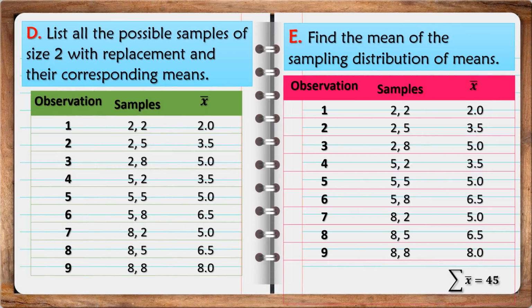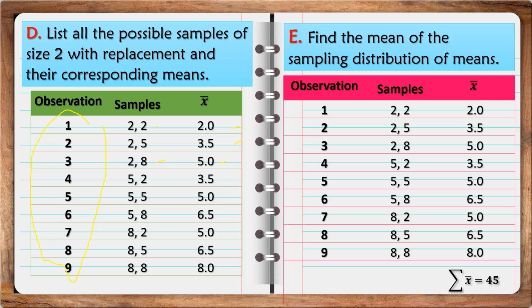List all the possible samples of size 2 with replacement and their corresponding means. As what we have here, for example, we have 9 observations. If we are going to get the mean of 2, 2, we add 2 plus 2, divide by 2, that is 2. 2 plus 5 equals 7, divided by 2, 3.5. 2 and 8, that is 10, divided by 2 is 5, and so on and so forth.